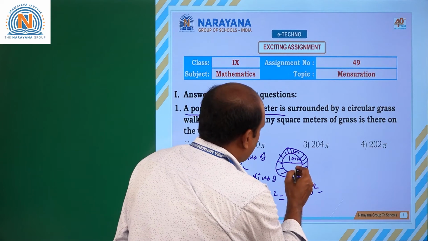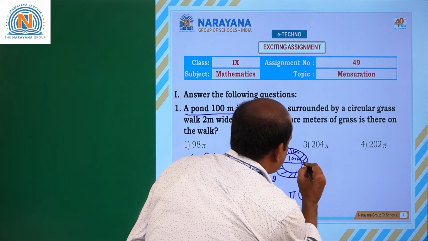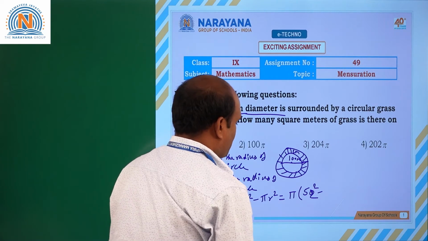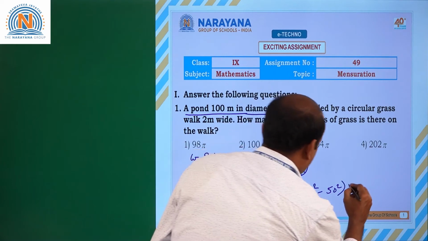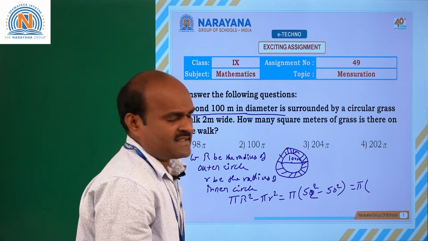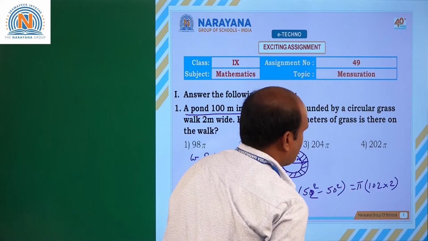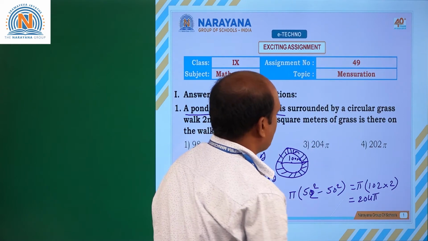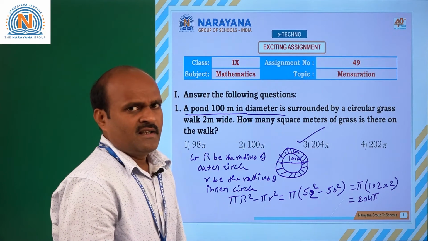So small r square is nothing but, outer circle is 52, right? This is 50 plus this width is 2, 50 plus 2, 52 meters square minus inner circle is 50 square, that is equal to pi into a square minus b square, a plus b into a minus b, that is 102 into 52 minus 50, that is 2, that is 204 into pi square meters, that is option 3 is the correct answer.